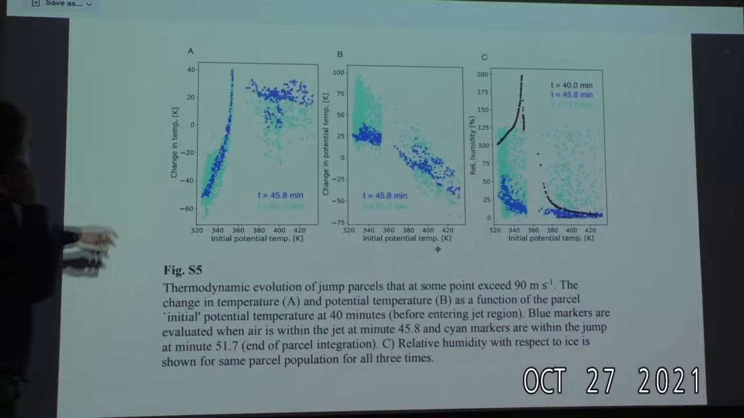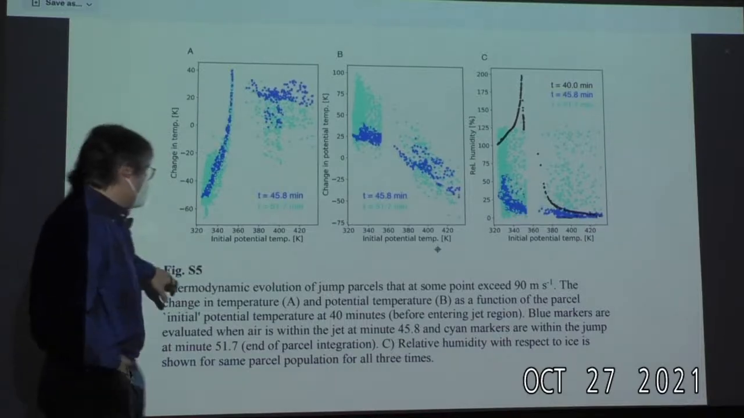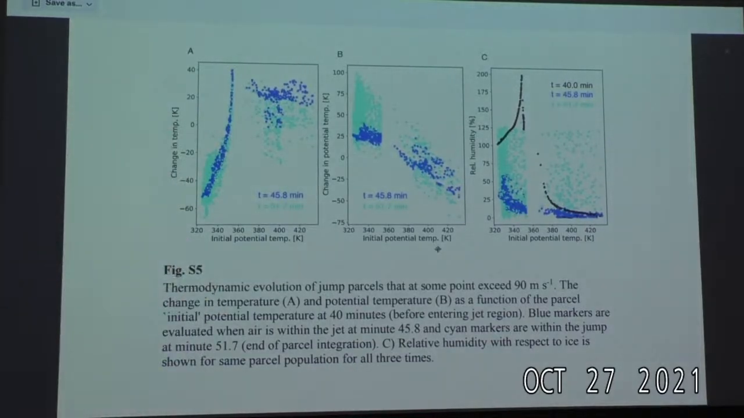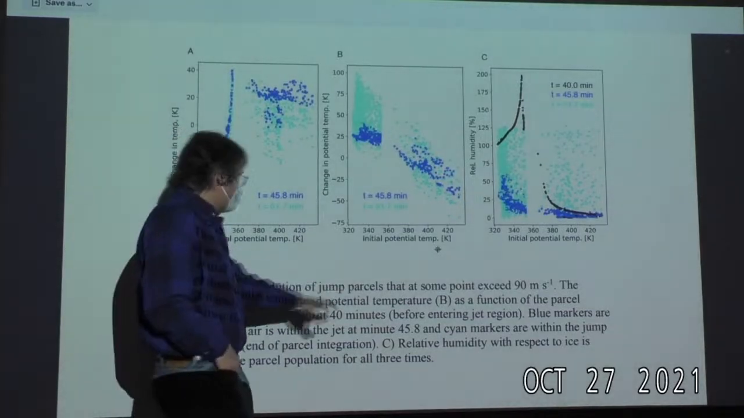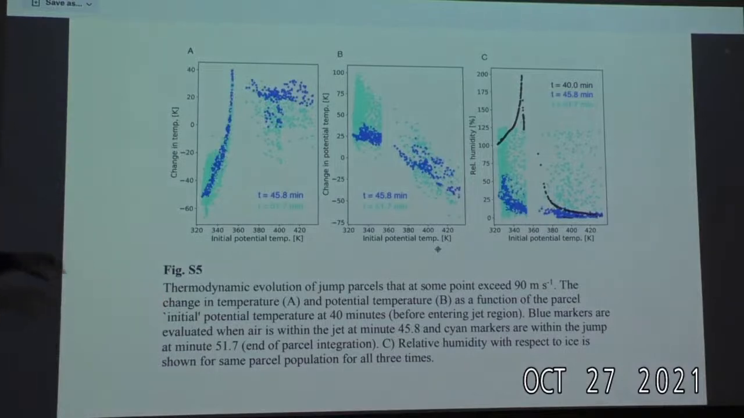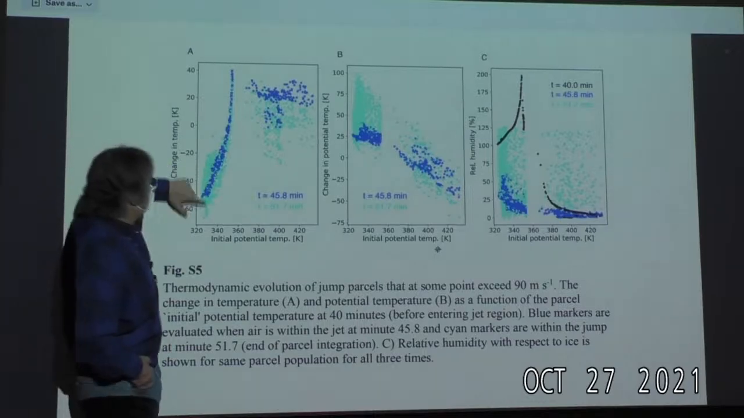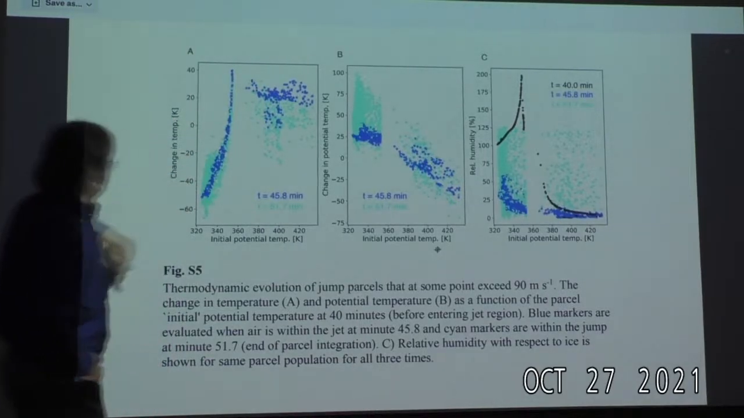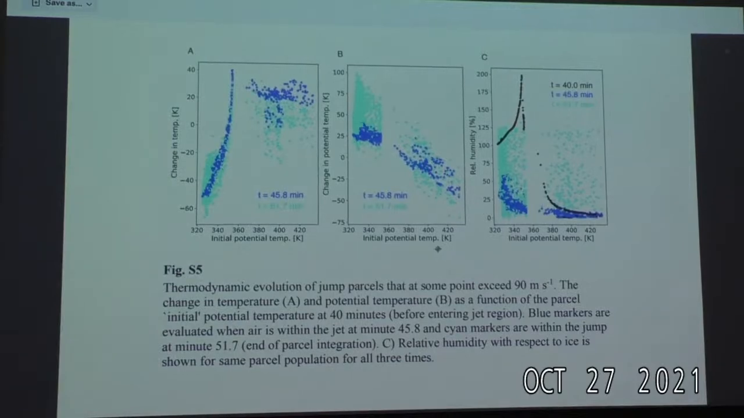So we trace change in temperature. This is some of the parcels that went fast, the jump parcels. The change in initial temperature and potential temperature is a function of the parcel initial potential temperature at 40 minutes. So start to finish, we have parcels that, here's their initial potential temperature, and then their final, and same for those three diagrams. So take a look at that, and maybe you can tell me if that answered your question.